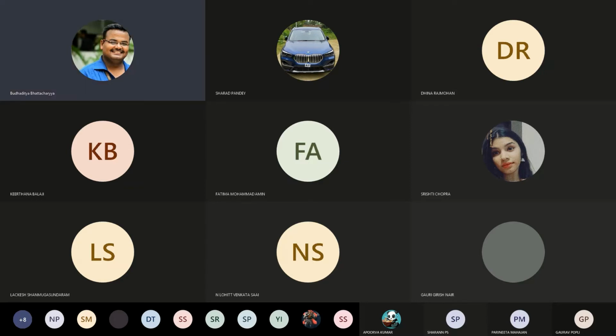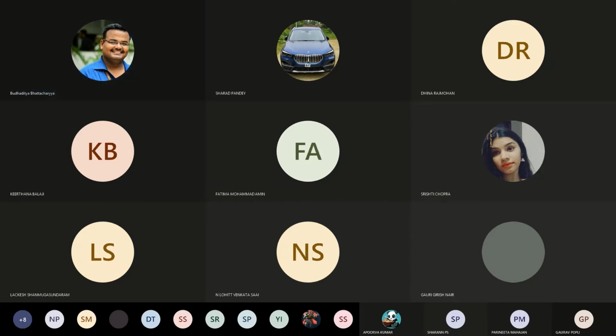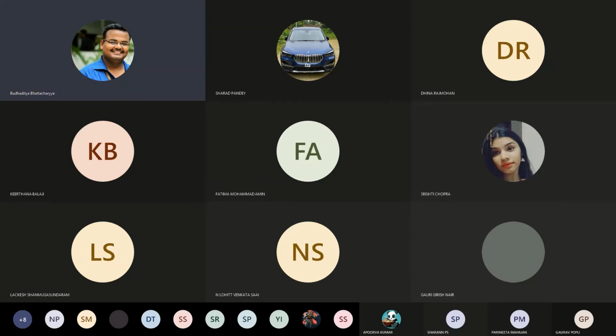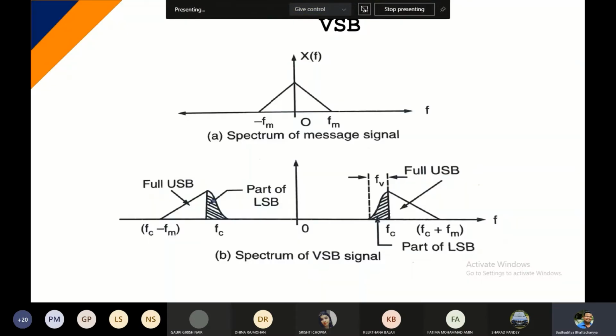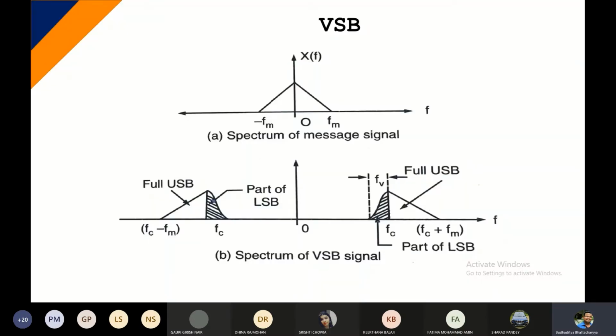All right. So let me start sharing once again. If you observe, this is the diagram that I'm talking about. You can clearly see that. Let me make it full screen. So this is ideally the diagram I was talking about. The diagram is anyway self-explanatory. You can see this is the full USB. So this is the wanted or the desired sideband.